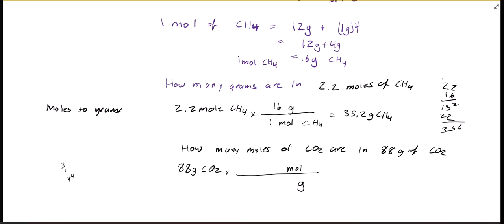Look up carbon on the periodic table. Carbon is 12, and I have 1 of them. I look up oxygen, it's 16, and I have 2 of them. So that's 12 plus 32 is 44 grams. So there are in 1 mole, remember that's always 1 mole, there are 44 grams of CO2. And so 88 divided by 44 mole CO2, which is 2 mole CO2. And so that is grams to moles.